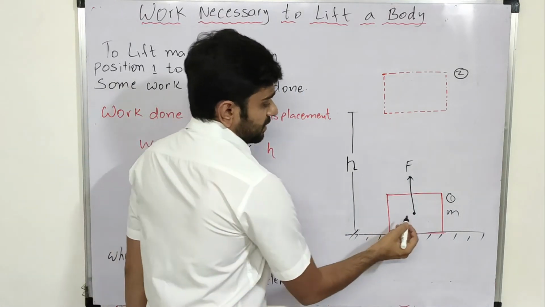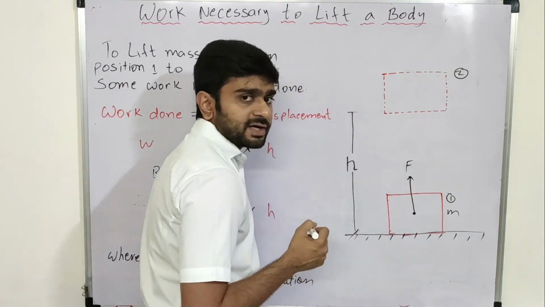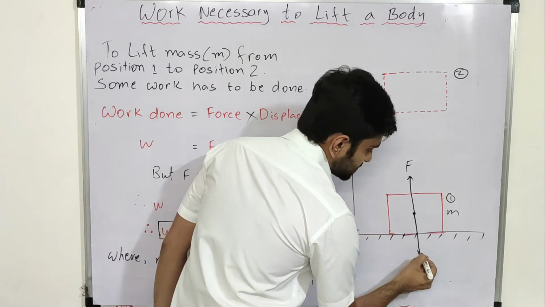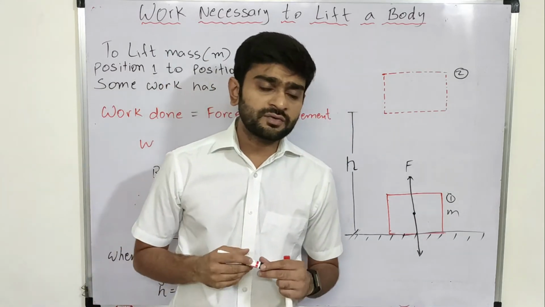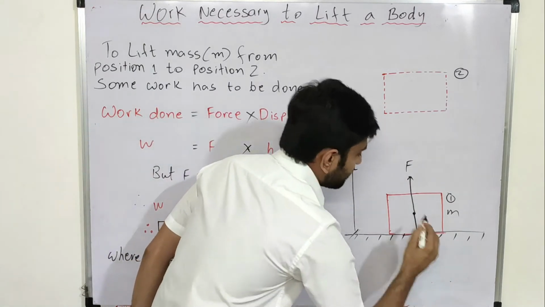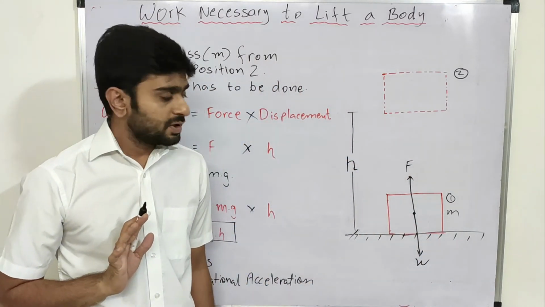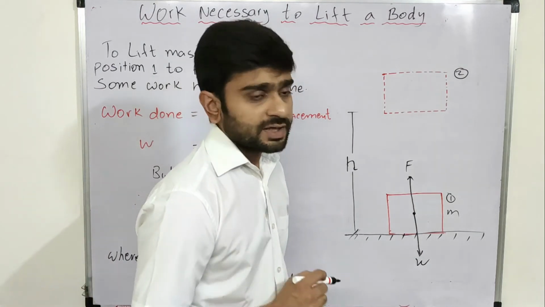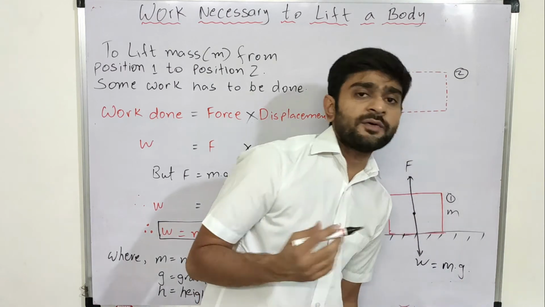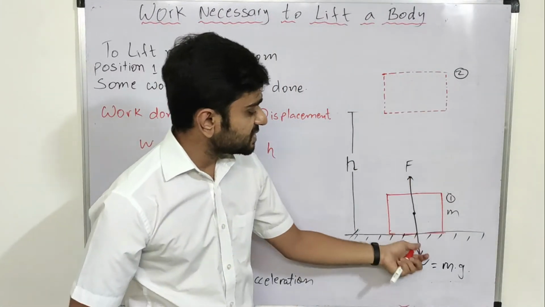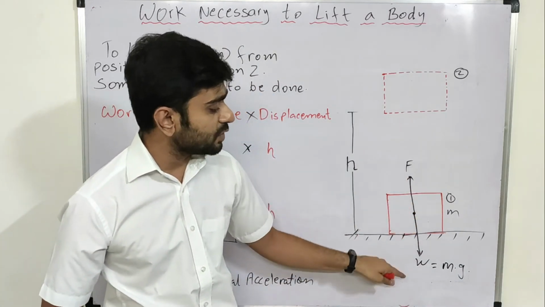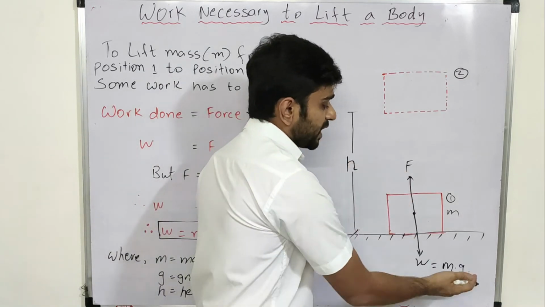But what force will be required? That will be equal to the weight of the box. Weight will be acting downwards towards the center of gravity, or we would say towards the gravity of the earth. So this is weight. Force required will be equal to weight to lift the body. And what is the weight? W is equal to m into g, mass into gravitational acceleration. So we can say that F is equal to m into g. The force required to lift the box will be equal to the weight of the box.